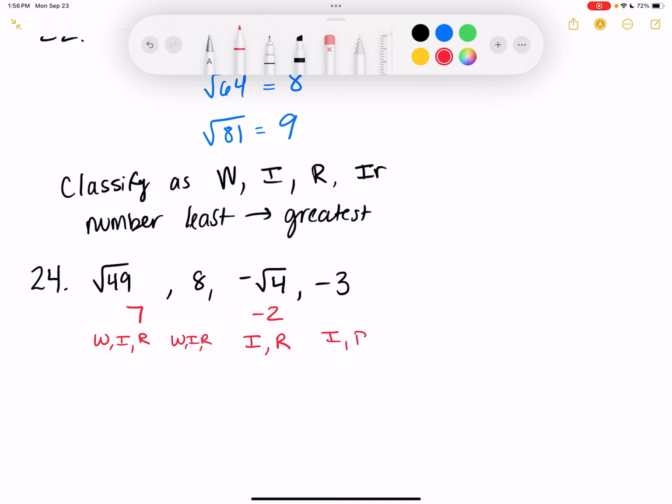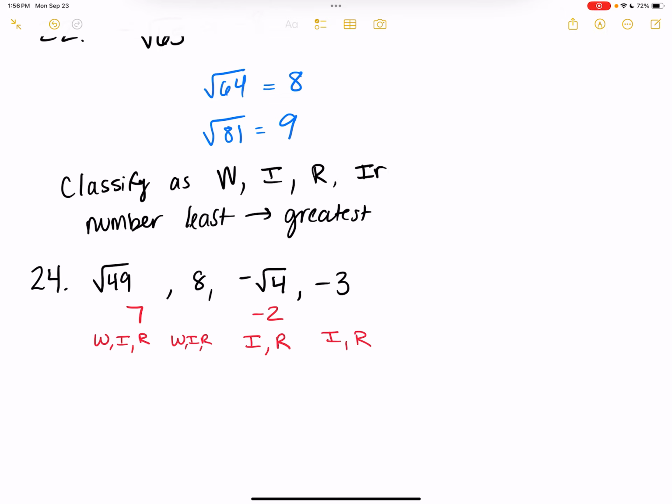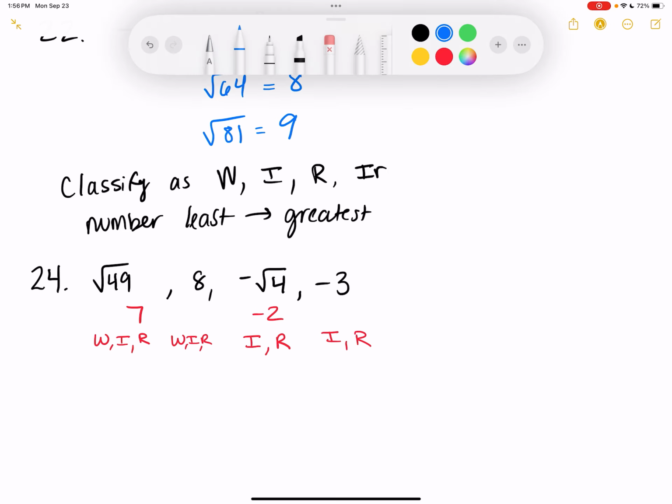Now, order them from least to greatest. Negative 3, negative 2, then the square root of 49, and then 8. Okay, so that would be least to greatest.